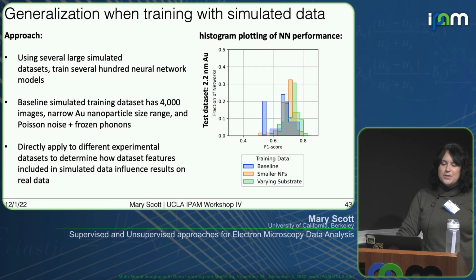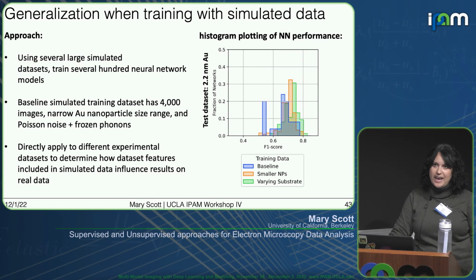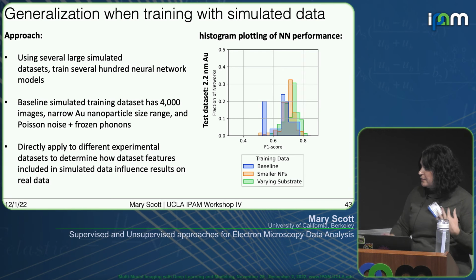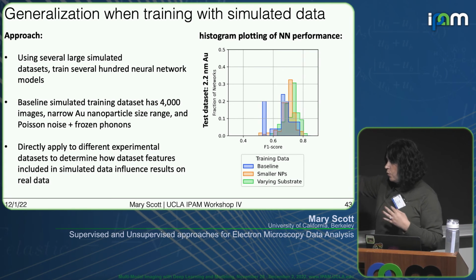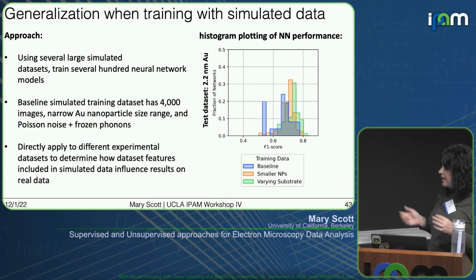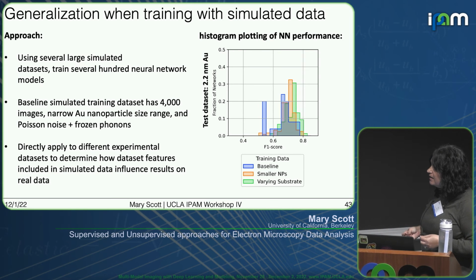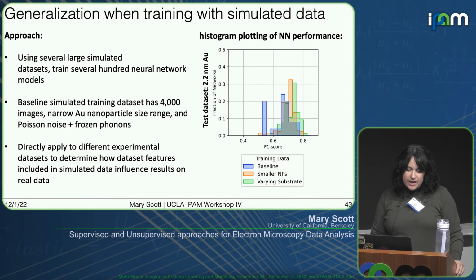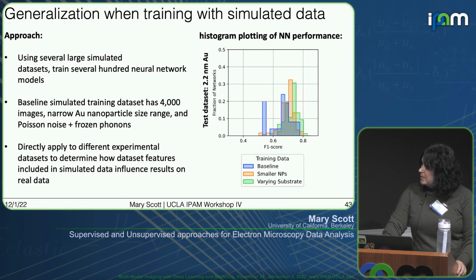So first and foremost, we were interested in knowing, did we create a protocol that allows us to train models purely on simulated data? So this is a model, again, trained on purely simulated data sets. We have some different types of structural augmentations, in the orange models shown in the performance histogram, actually including much smaller nanoparticles, and then varying the substrate thickness because that is a physical reality of our samples. So we are actually able to train several hundred neural network models and look at performance characteristics using this approach and directly apply this to experimental data.